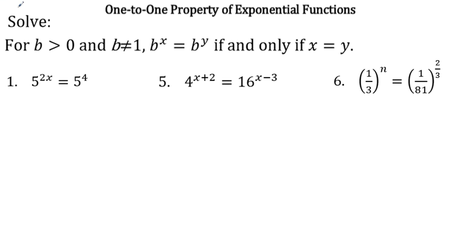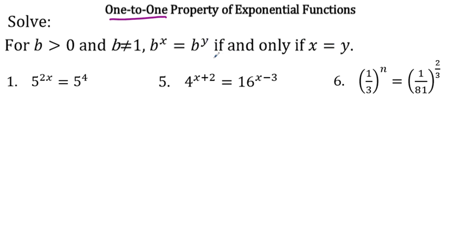All right. So here's another important property, the one-to-one property of exponent functions. For b greater than 0 and not equal to 1, b to the x is equal to b to the y if and only if x is equal to y.